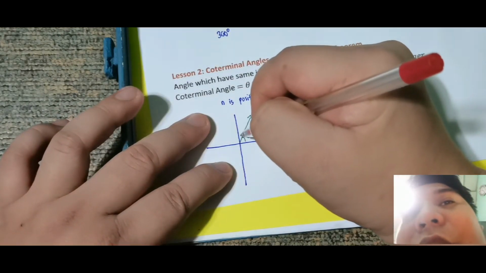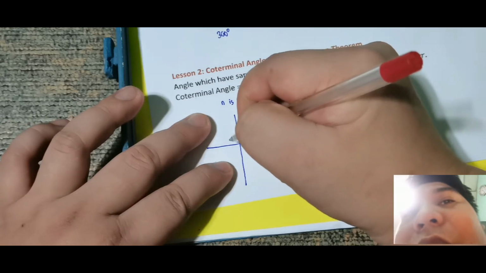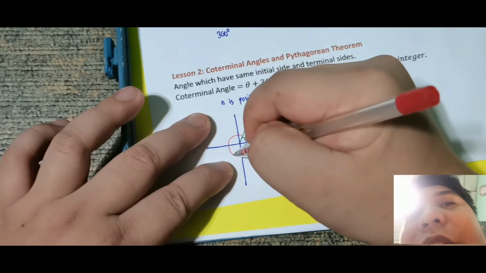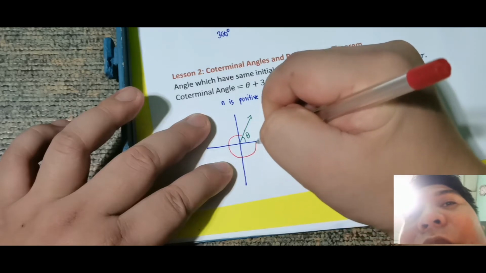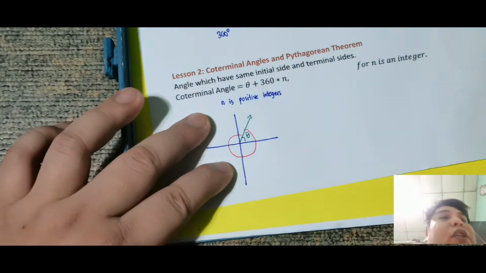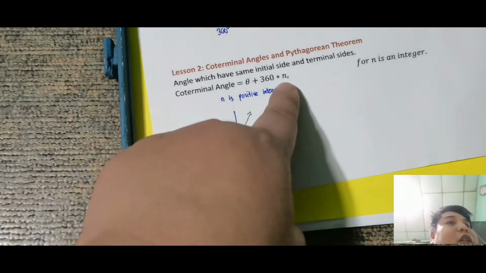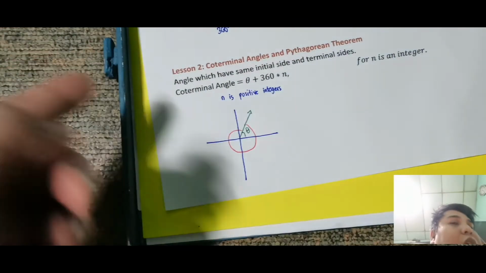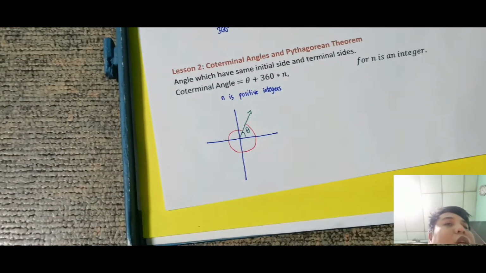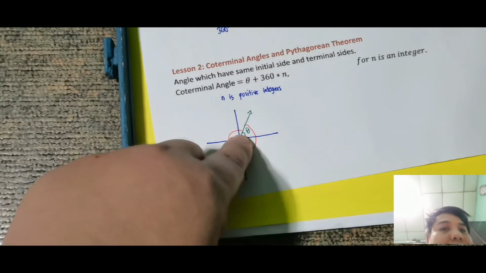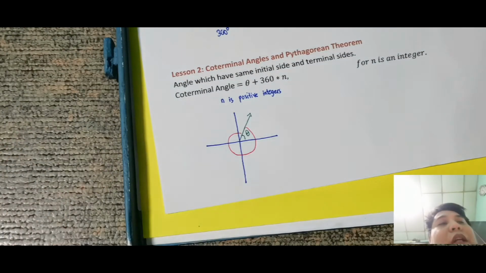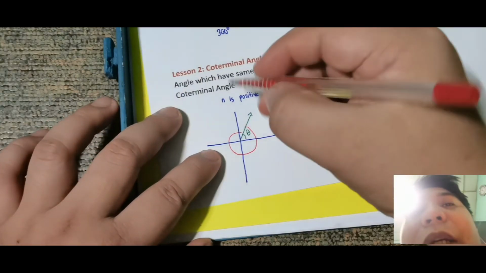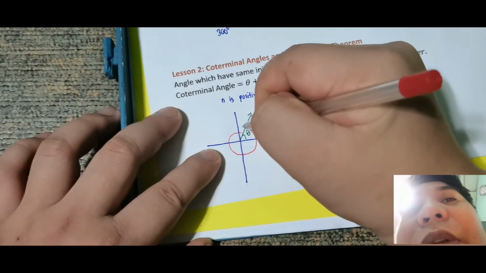Mag-i-start ka ng ikot dito. So, dito, for n is equal to 1, mag-i-start ka ng ikot dun sa ating terminal side. So, up to, dyan. So, yan yung for n is equal to 1. Isang complete revolution. Kasi nga, for n is equal to 1, isang 360 degrees. So, iisa sila ng angle na pinuntahan. Kung 15 degrees siya, mag-add ka ng 360, 375 degrees siya. Pero same sila ng terminal side. Ayun yung nangyari. Okay?